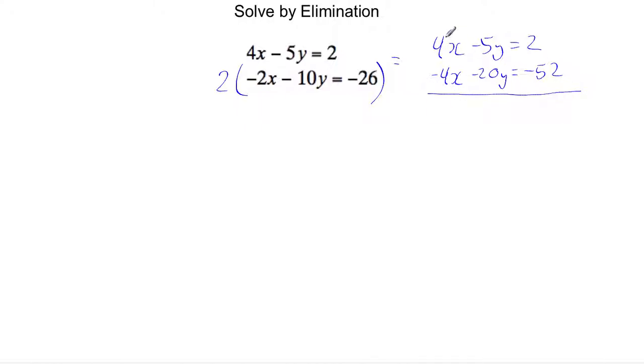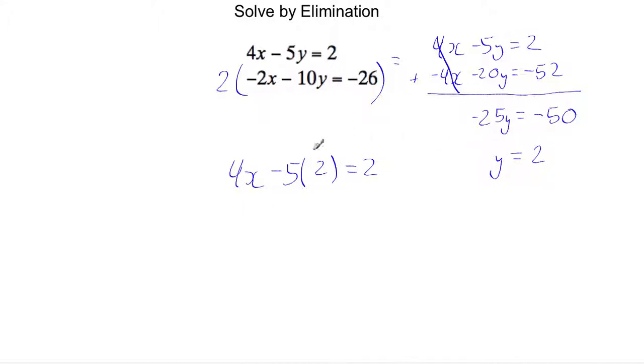If I add these together, I get 4x minus 4x, which cancels out to 0. Negative 5y plus negative 20y is negative 25y. And then a positive 2 plus a negative 52 is negative 50. If I divide both sides by negative 25, I get that y is equal to 2. Now, from here, I can substitute this back into either one of the equations. It doesn't matter which one, but I can go back to the first one, and I could say 4x minus 5y. But again, y here is 2.